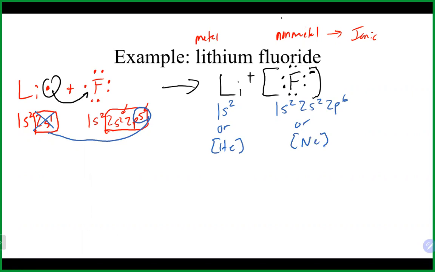So by losing and gaining electrons in this ionic bond, both elements were able to achieve noble gas configuration, which is pretty much the goal here of bonding. And that makes it a really stable bond. That makes everybody really, really stable. Any questions on that there?